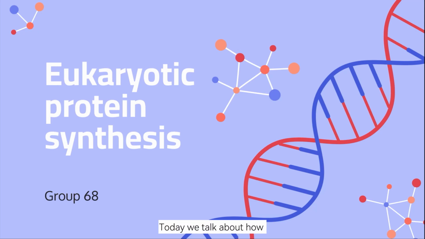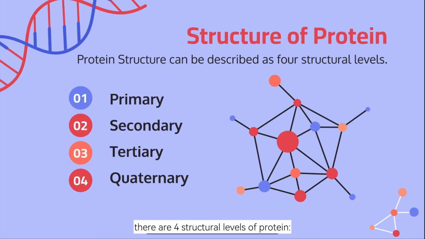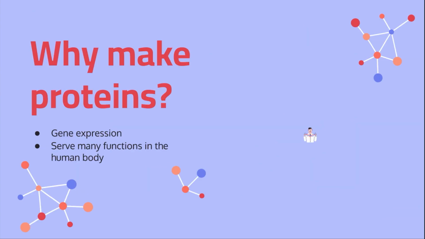Hello, today we talk about how eukaryotic cells synthesize protein. Proteins are large and complex molecules made by chaining together amino acids. There are 4 structural levels of protein: primary, secondary, tertiary, and quaternary. This will not be discussed in detail right now. However, know that protein shape is critical to its activity.